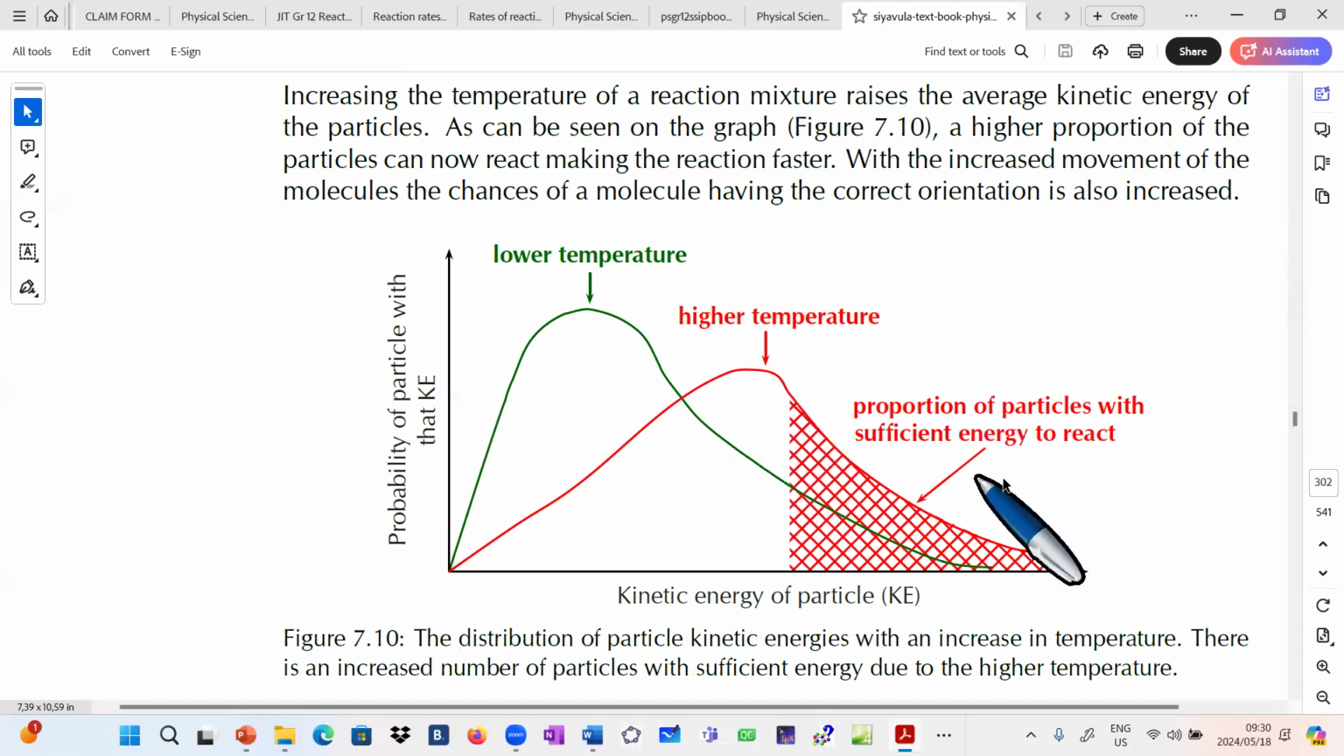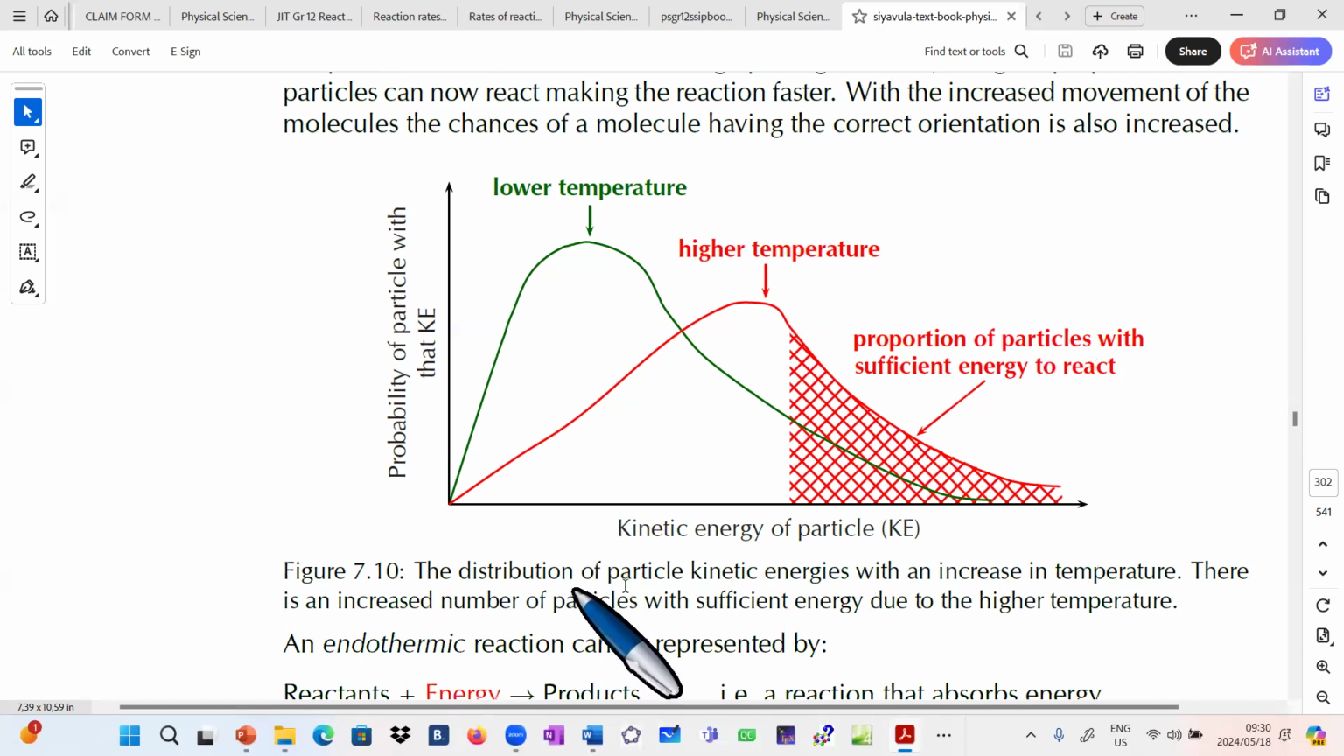The proportion of particles with sufficient kinetic energy to react. You can see the proportion increases, because this was the initial green curve, and now you can see the proportion increases. The proportion of particles with sufficient kinetic energy increases with the increase in temperature. This is awesome news.